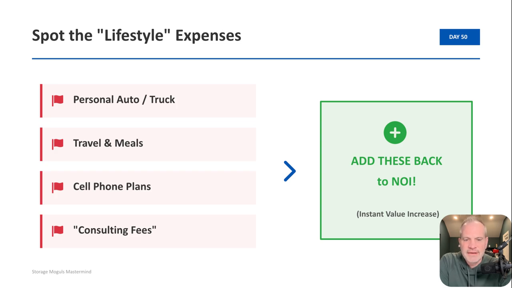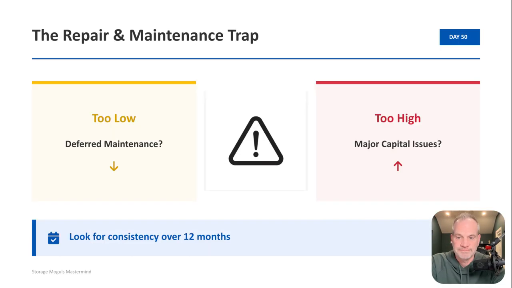Keep an eye out for vague consulting fees that might be the owner paying themselves. When you find these, you get to add them back into the NOI, or remove them as expenses, if you will. And they instantly increase the property's value for you, not the seller. This adjustment reveals the true profitability of the business, not the owner's personal spending. And understanding these helps you get a clearer picture of actual operational costs.